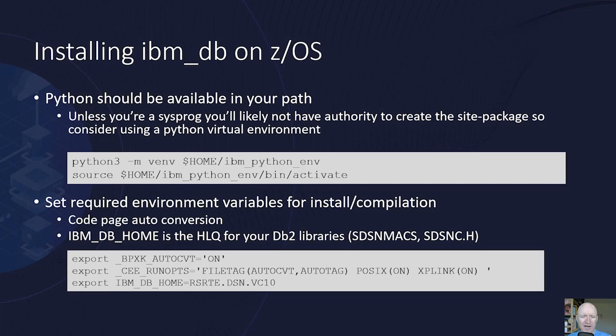So obviously Python needs to be available in your path. If you're not a system programmer, you probably don't have the authority to create site-packages in the default location. That's probably locked down or read-only. So one option you have here is to use a Python virtual environment. Here I show how to create such a virtual environment and then activate it. And that gives you a local place to install your Python program packages.